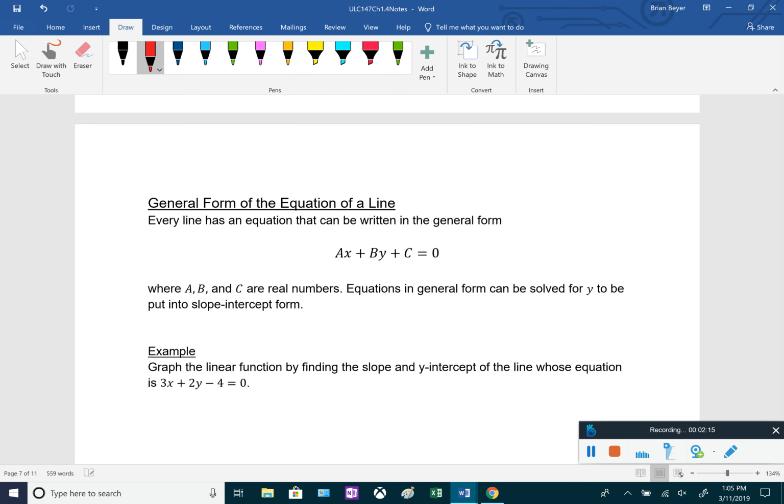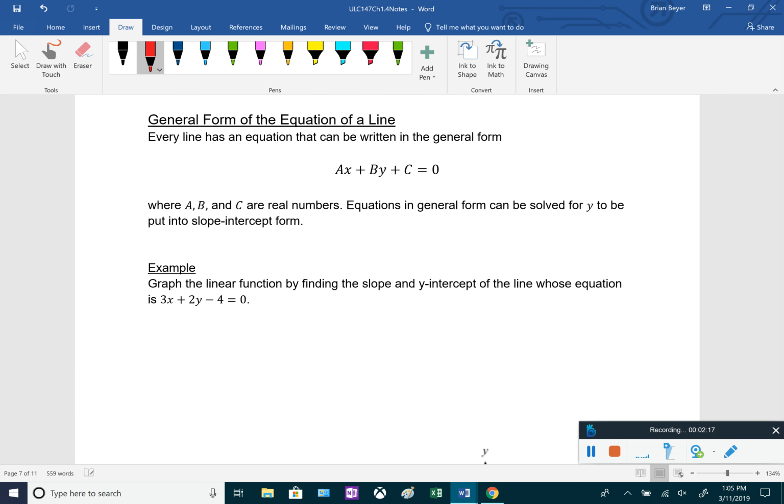Okay, so a few more pages here, just a couple other side notes and a couple other different forms and ways to do the graphing. So the next thing here is the general form of the equation of a line. Every line can be written in this general form. General form is when everything is set equal to 0. So we have ax plus by plus c equals 0. A, b, and c are numbers here, and x and y are obviously the variables.